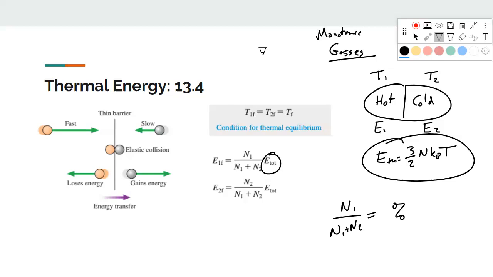Yeah, so if you can find the total energy of the system, you can see that if you add up this E1F plus E2F, then you get N1 plus N2 over N1 plus N2. So you get this E total. Yeah, I guess that equation where N1 over N1 plus N2. I see.